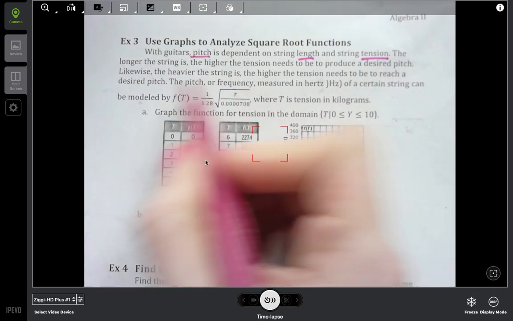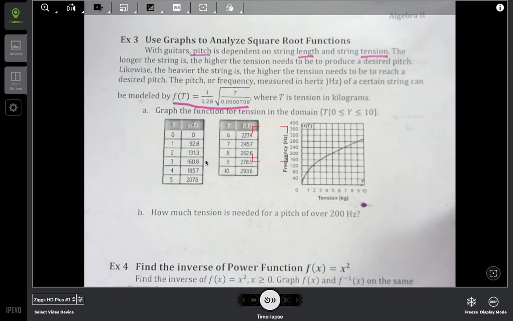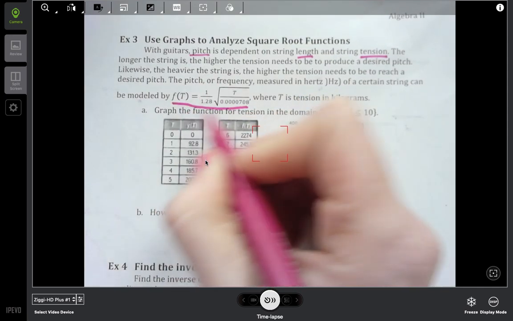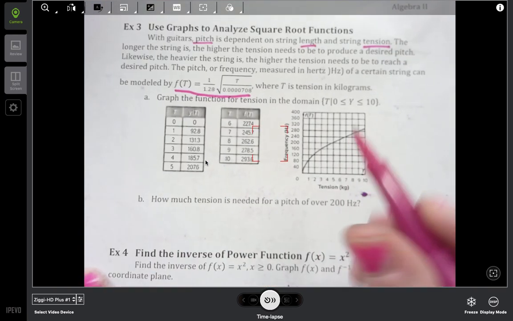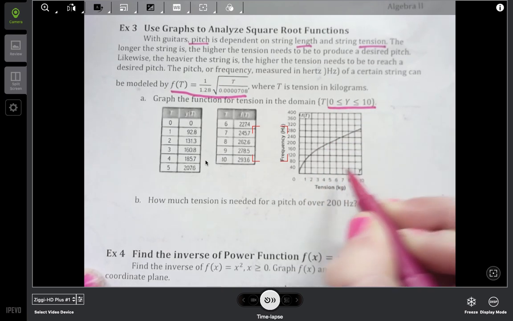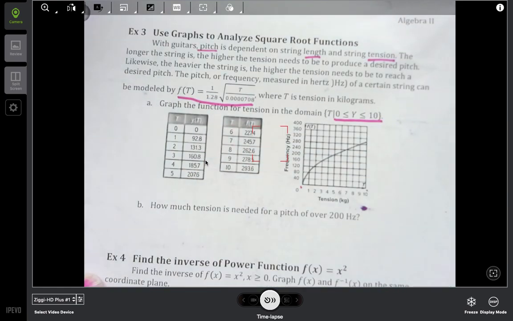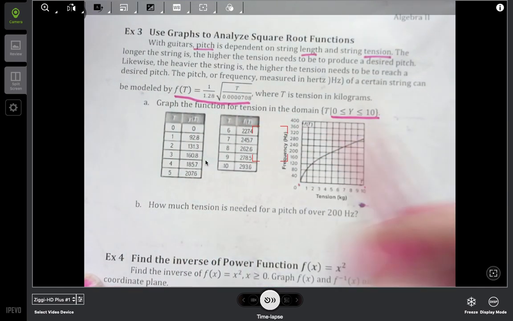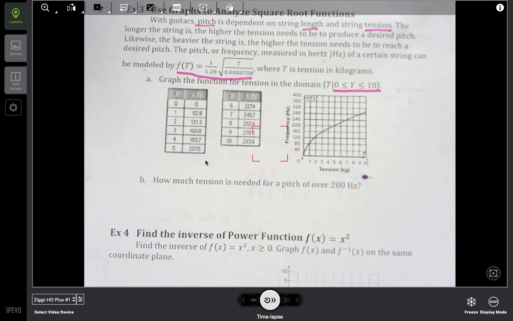I'm going to skip down to the equation. The pitch is represented by this equation here, okay? This is important because we're dealing with square root or radical functions, all right? They have graphed this from 0 to 10 on the x-axis, okay? They went ahead and had us graph that in part A. We plugged in points. They did it for us. Plug those in. This is what the graph of it looks like, okay?